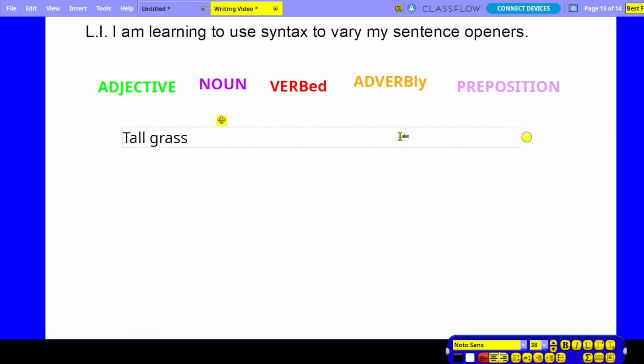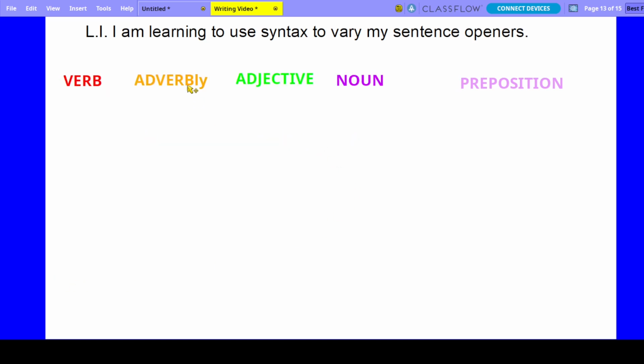Tall grass. Verbed. So we need our verb. It's going to sway, swayed. And let's go gently in the wind. So we've got tall grass swayed gently in the wind. And that follows this structure. Tall, adjective, grass, noun, swayed, verb, gently, adverb, in is our preposition.